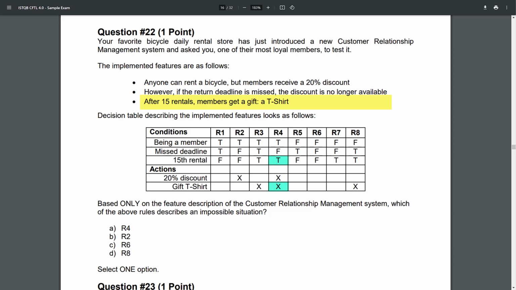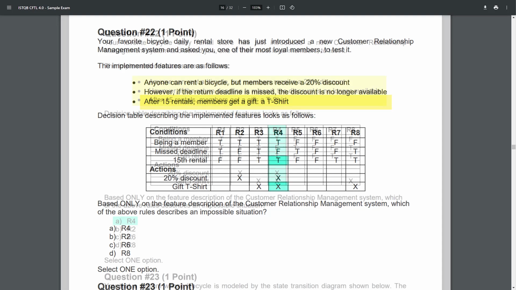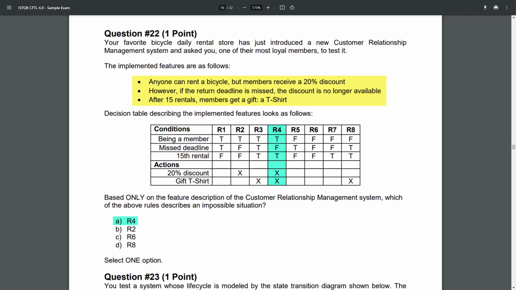The third rule is, after 15 rentals, members get a gift, a t-shirt. As we see, the condition of the 15th rental is set to true, and the action gift t-shirt is marked as having happened with a cross mark. Accordingly, these table rows also meet the requirements. Thus, the fourth rule in the description table is valid and describes the possible variance of situations correctly.